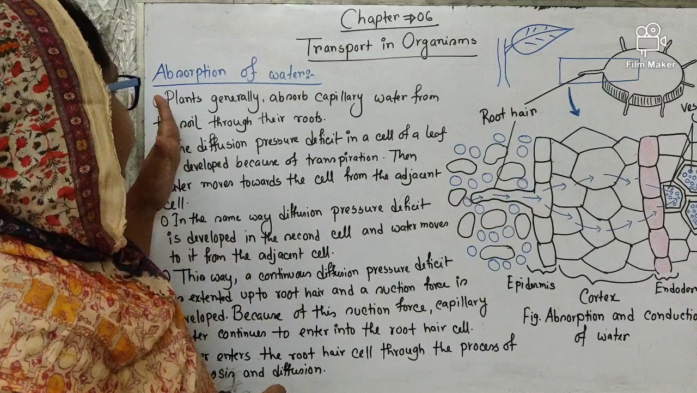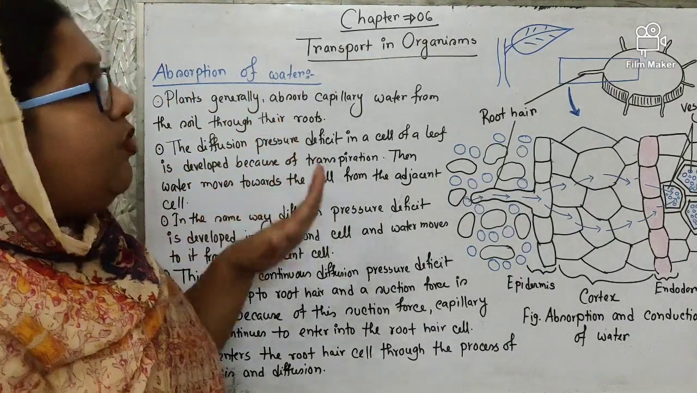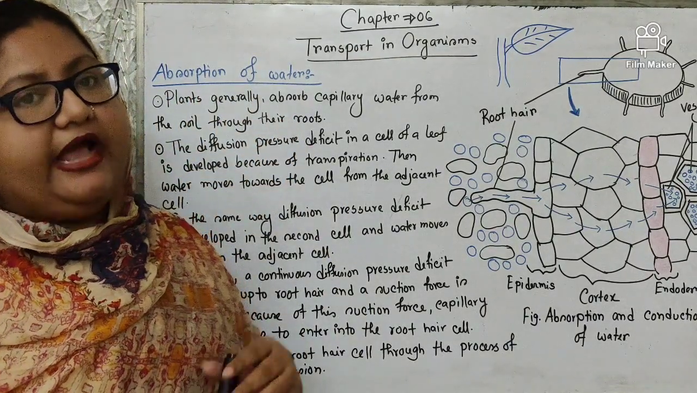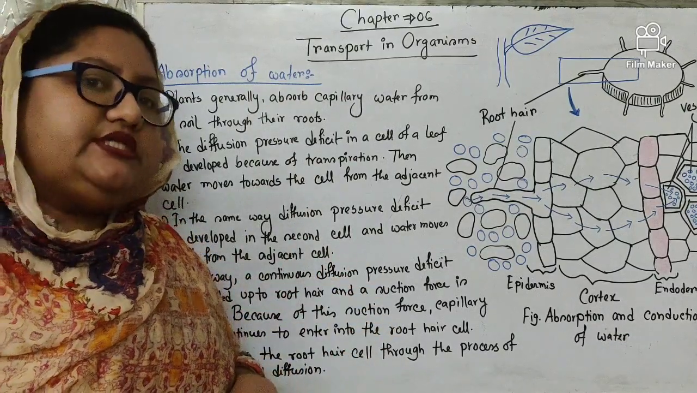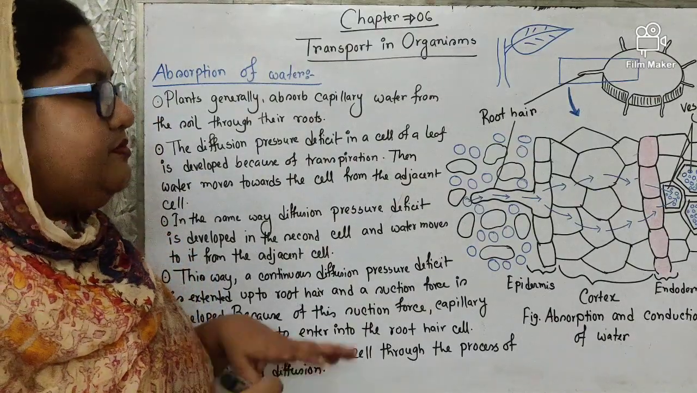Now the topic is absorption of water. What does absorption of water mean? Absorption of water means the process through which the plant absorbs water is known as absorption of water.